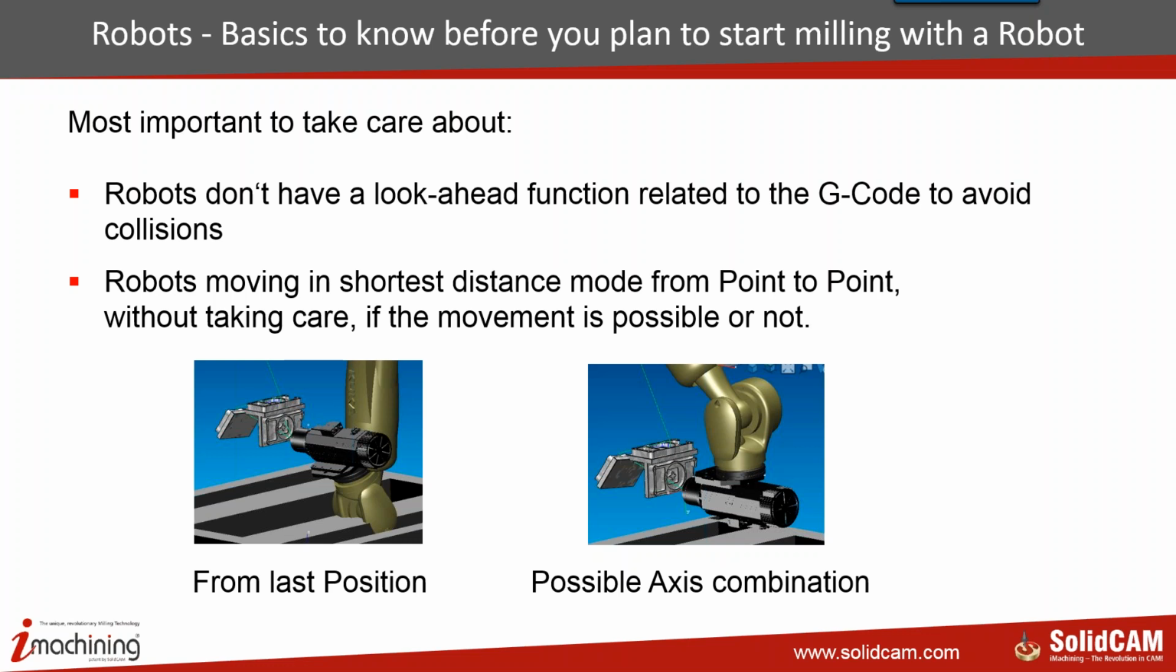The robot moves on the left side from its last position in the shortest distance to that point without taking care that there is a table, that there is a collision or anything else. And on the right-hand side, you see one of the possible combinations it can go, but it is not the shortest movement to that point.